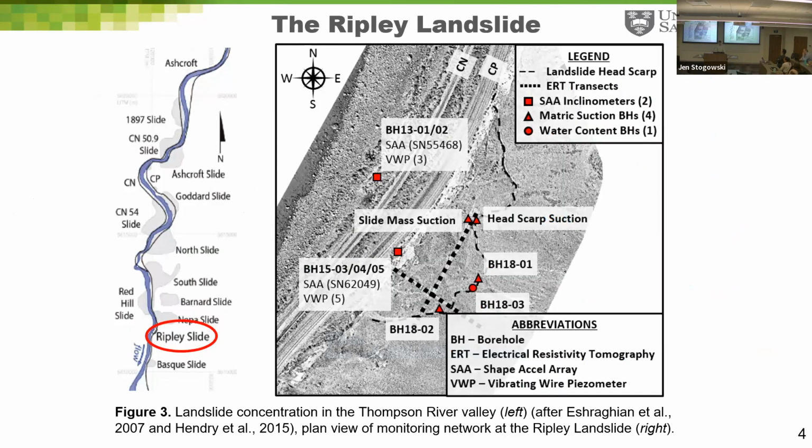This weak plane is responsible for many of the landslides in the Thompson River Valley, including the Ripley Slide. The Ripley Slide is one of several translational landslides in the Thompson River Valley south of Ashcroft. And the Thompson River is home to an annual salmon spawning run. As a result, there are restrictions on dam construction found in the BC Fish Protection Act.